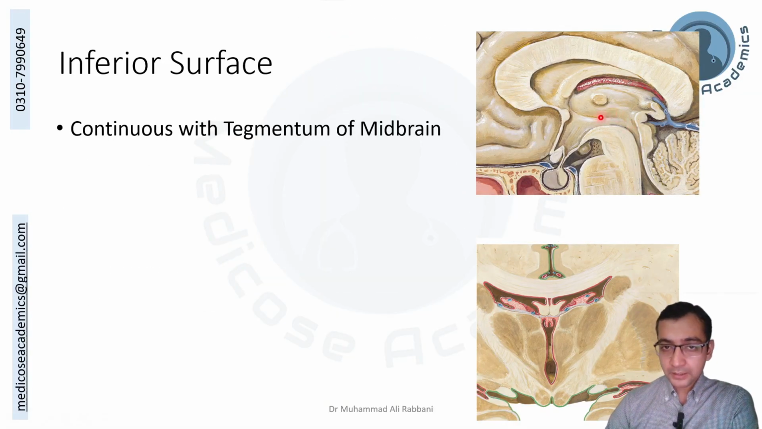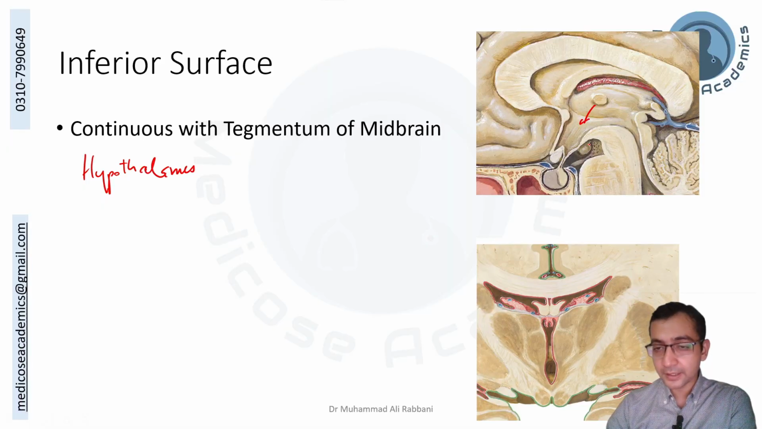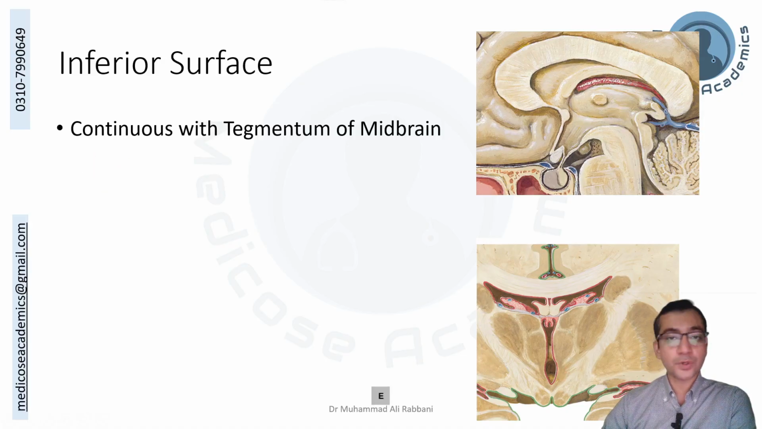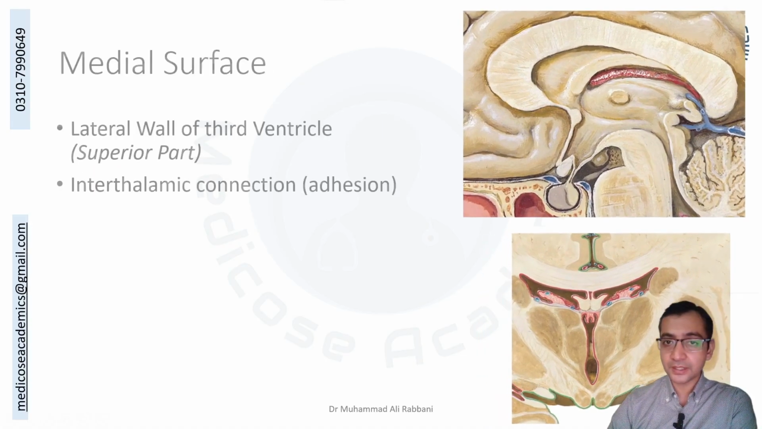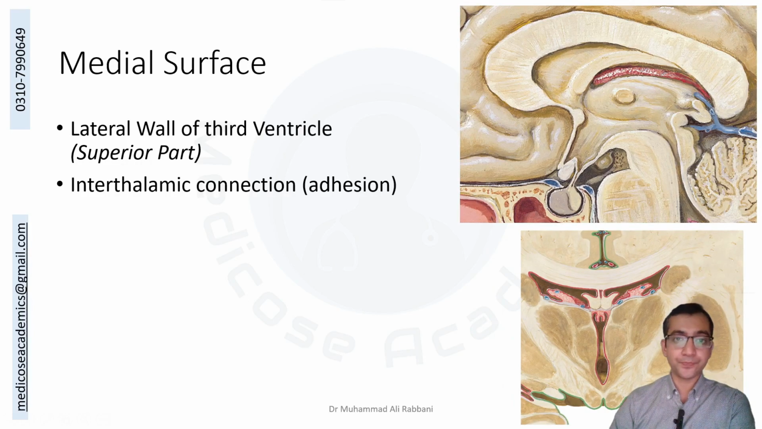Inferior surface, anterior aspect, it is related to the hypothalamus. Here, anteriorly, it is related to the hypothalamus. You can see the hypothalamus right here too. If you see from the posterior aspect, it is related to the midbrain. So on the inferior surface, hypothalamus anteriorly and midbrain posteriorly.